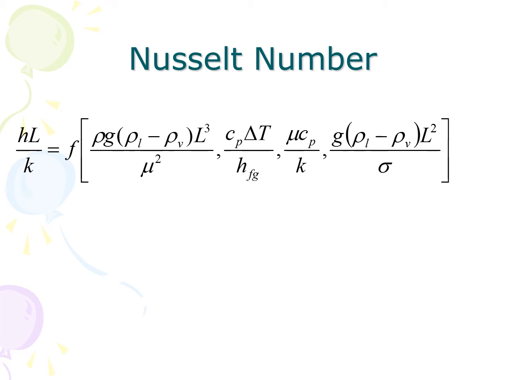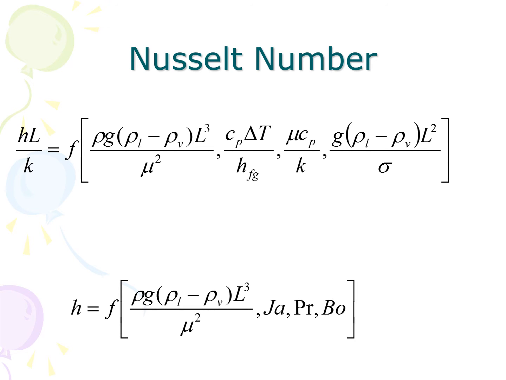As with other forms of convection, the Nusselt number in boiling convection has been found to be a function of various dimensionless numbers. These dimensionless numbers include the Jakob number, the Prandtl number, and the Bond number.